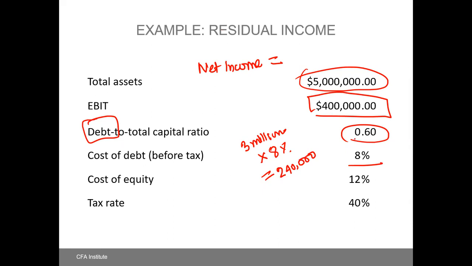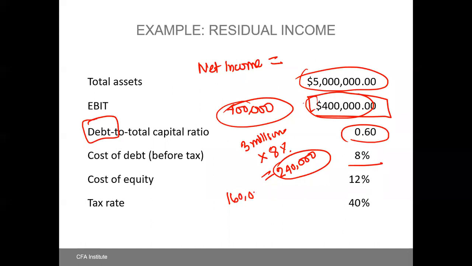So from the EBIT number, where it is 400,000, if we subtract the interest expense of 240,000, how much is remaining? 160,000. How much percentage of income can we retain with ourselves? This percentage we can keep with ourselves is 60%. We have to pay to the government 40%. So 40% of 160,000 is 64,000.